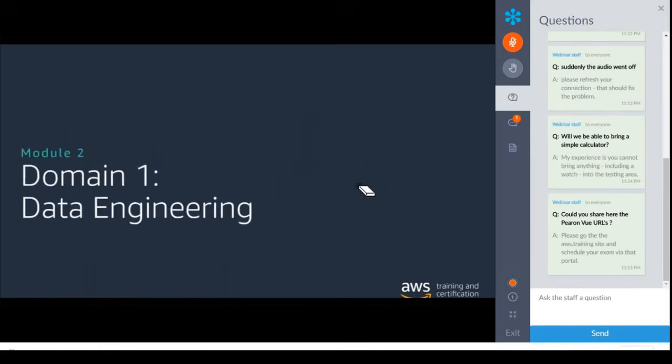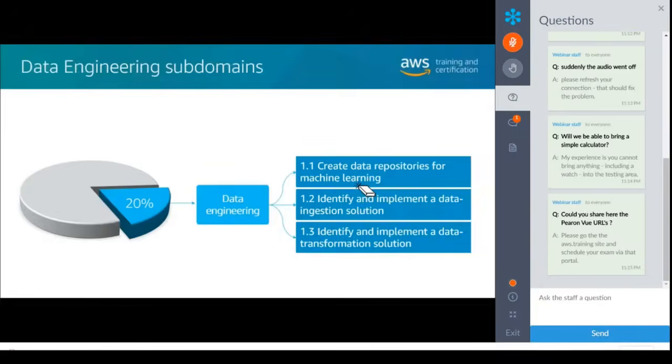So, all right, let's start to look at these domains. We're just going to dive right into some domains here. The first one we're going to talk about is data engineering. Why data engineering first? Well, it's kind of the first thing you do in your pipeline, right? You need to ingest data. So this domain is broken down into 3 subdomains: creating data repositories for machine learning, identify and implement a data ingestion solution, identify and implement a data transformation solution.